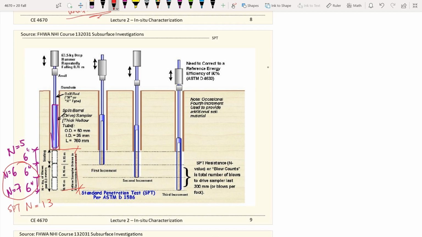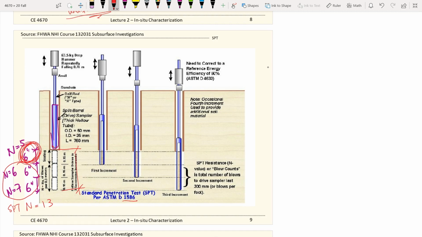The reason we ignore the very first 6 inches is that at that point we assume your sampler, or the cutter here, is still not fully engaged with the soil. So we expect relatively more soil disturbance in the very first 6 inches. According to ASTM standard D1586, the number of blows that you get from the first 6 inches won't count as your SPT N value.